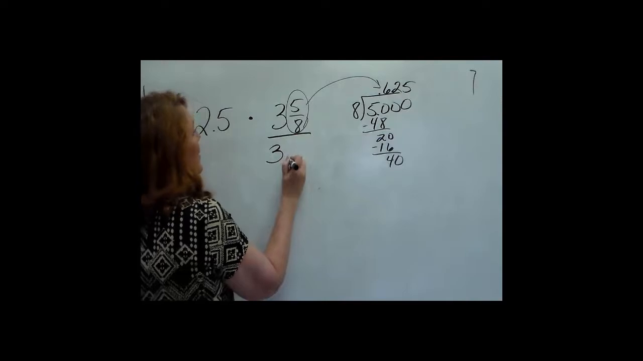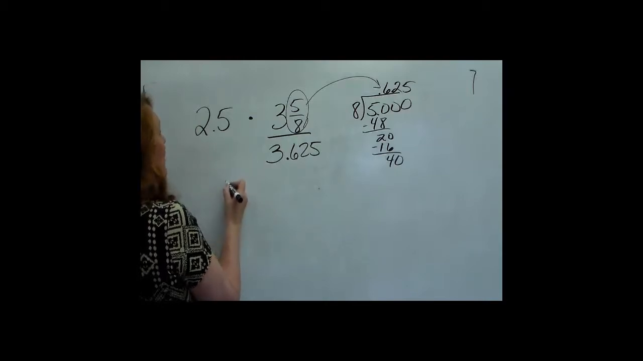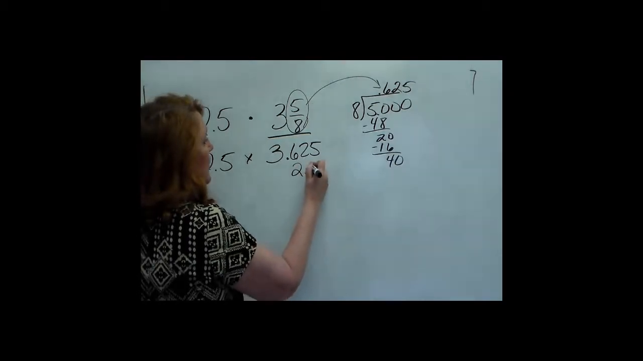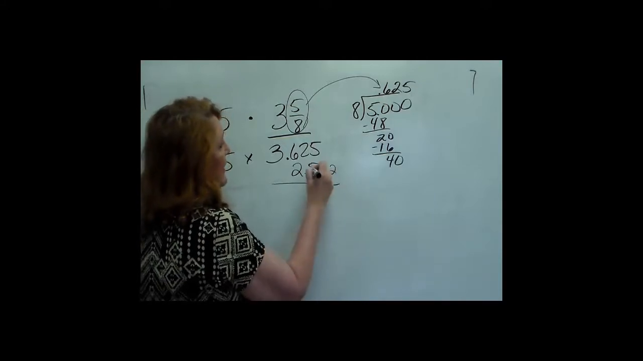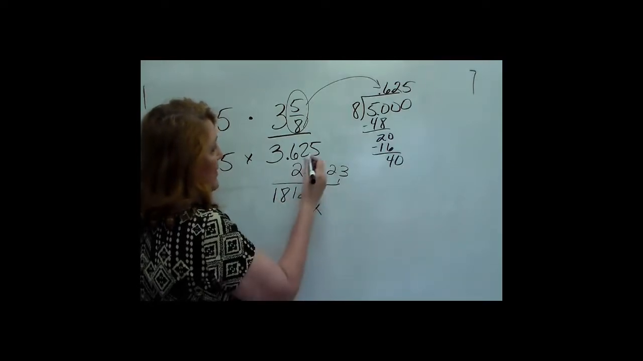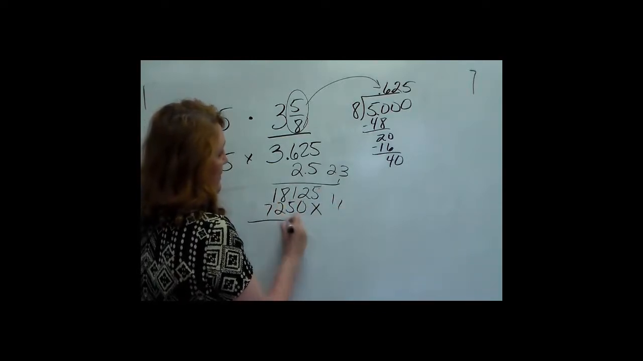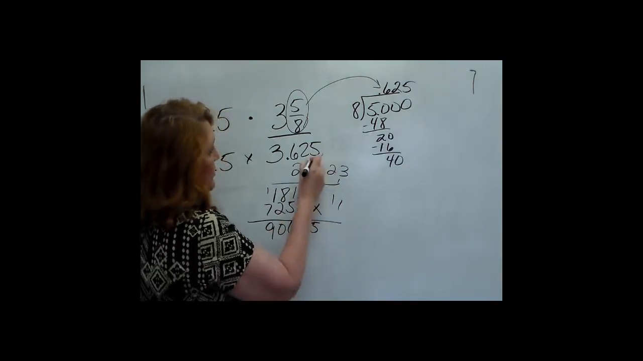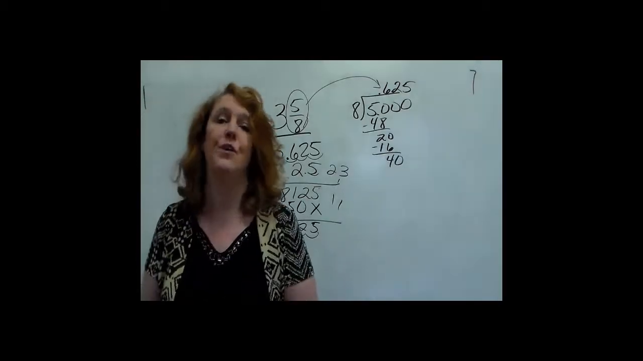Now, if this part of this mixed number is 0.625, then this whole thing is 3.625. If this is that part, then this is that part. So now my problem is 2.5 times 3.625. I only need it that far. 5 times 5 is 25, and so on through the multiplication, counting the decimal places: 1, 2, 3, 4. And my answer is 9.0625.